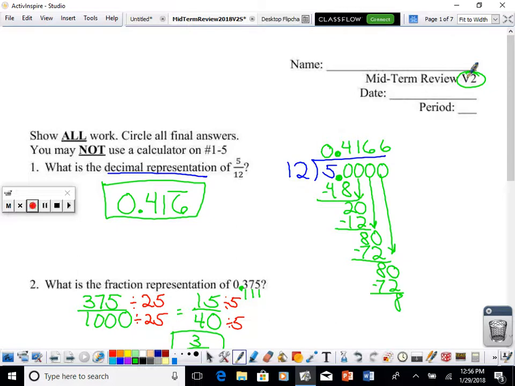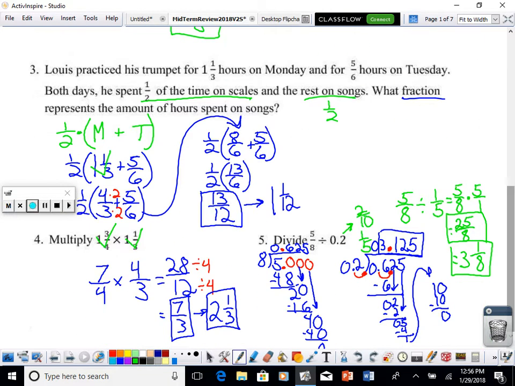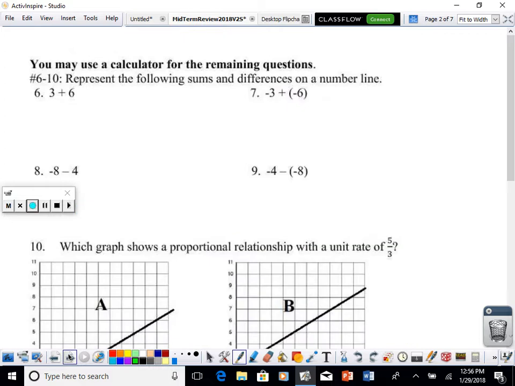So far we worked through 1 through 5. We did all the questions that said no calculator. From now on, we're going to be allowed to use a calculator on these questions. So 1 and 2, we're simply converting between fractions and decimals. Number 3 was a little bit of a story problem involving some arithmetic on fractions. And then 4 and 5 asked us to multiply and divide some fractions and decimals. Number 6 through 9 ask us to draw some number lines. Okay, they say represent the following sums and differences on number lines.